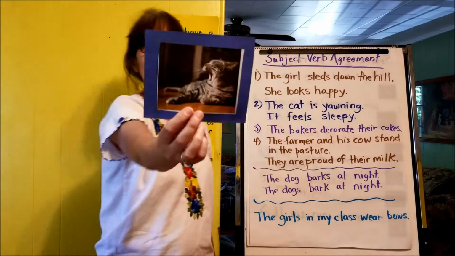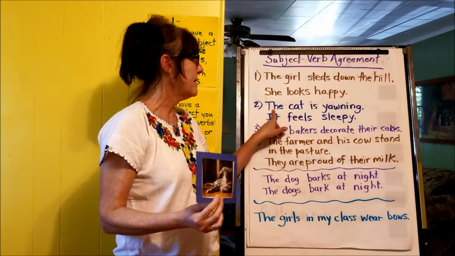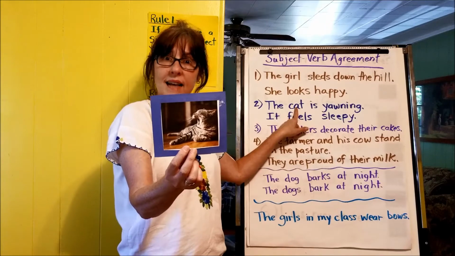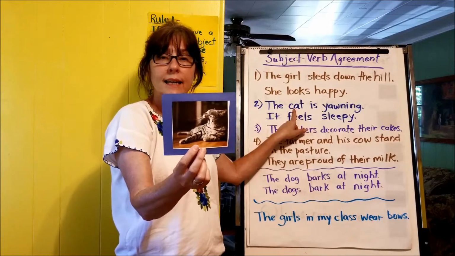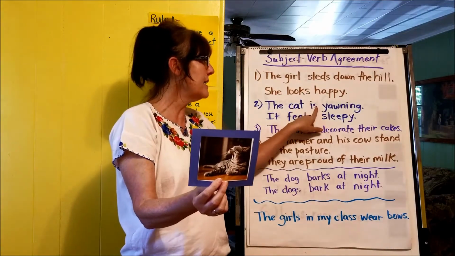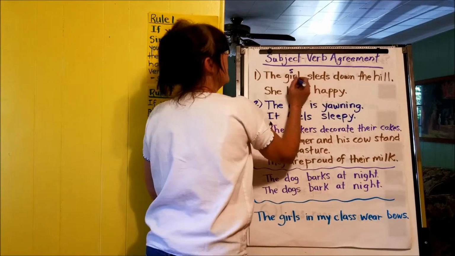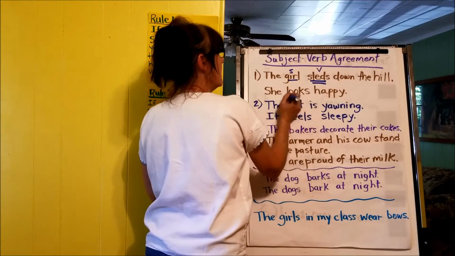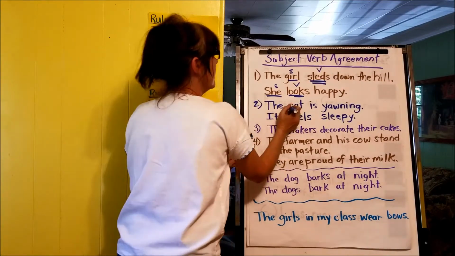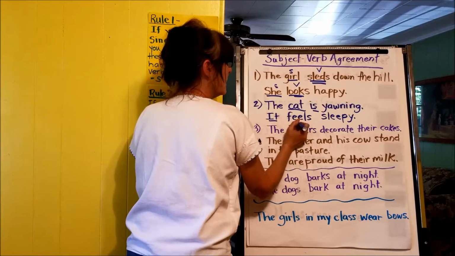Here's another example. What do you think about that one? What sentence could you make? I made this sentence. The cat is yawning, okay? Who is yawning? The cat. That's the subject. And it's just one cat, so it's singular. What's being said about the cat? The cat is yawning, is yawning. That's the verb, that's the action. We have the subject and the verb, okay? Subject, verb, okay? Subject, verb, subject, verb.